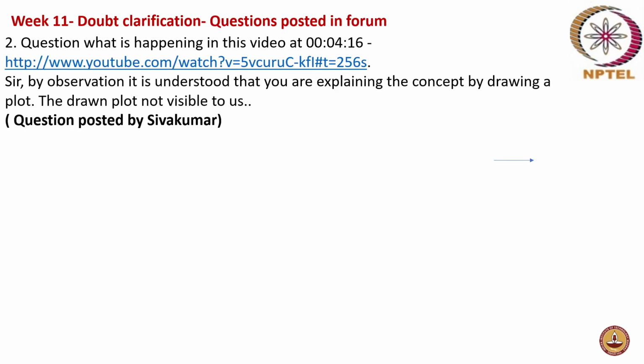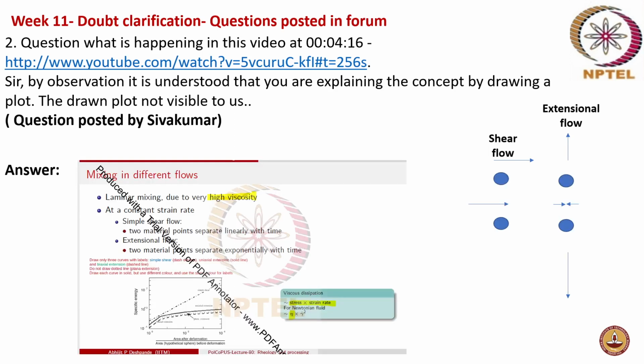And then one more question was that someone had asked in the 80th lecture video, there is an explanation with the plot, but the plot is not visible. So this was on the mixing in different flows, where the professor was explaining that in shear flow, the points get separated linearly with time, and in case of extensional flow, the separation between the points is exponential with time. So he was explaining on the 2 points.